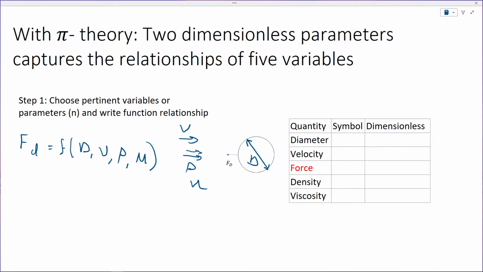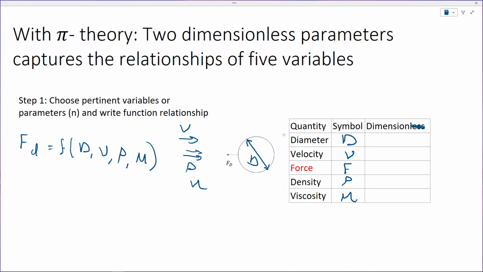So basically, this is just the dimensions, not dimensionless. Here you can say this is D, this is V, this is force, like we can call it that, and this is the density and the viscosity, usually rho and mu. And the diameter, what's the dimension of this guy?